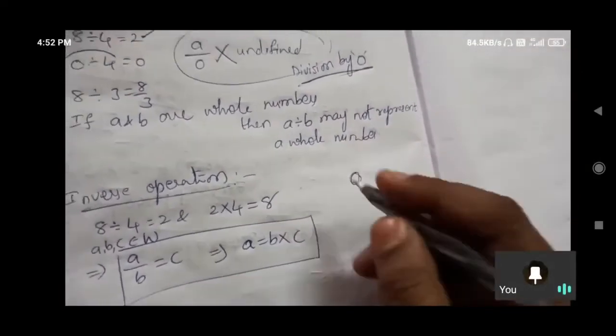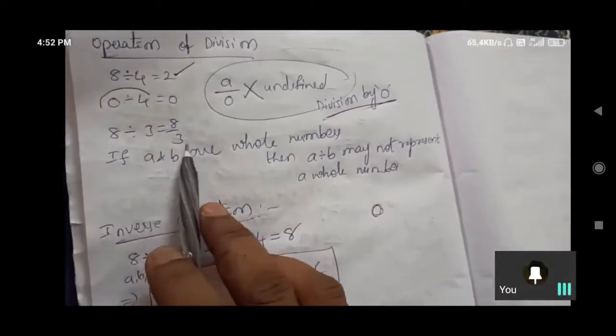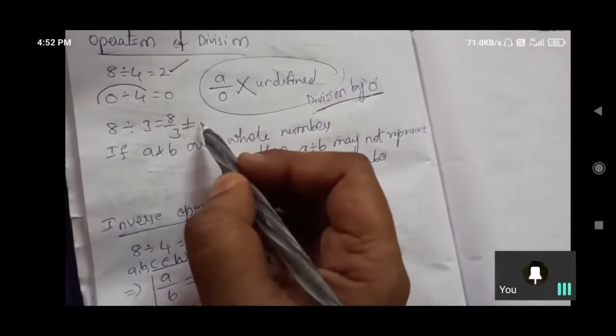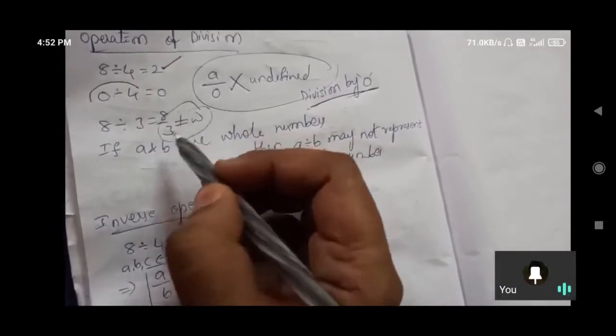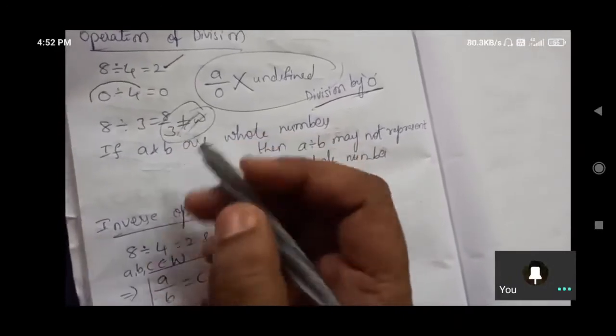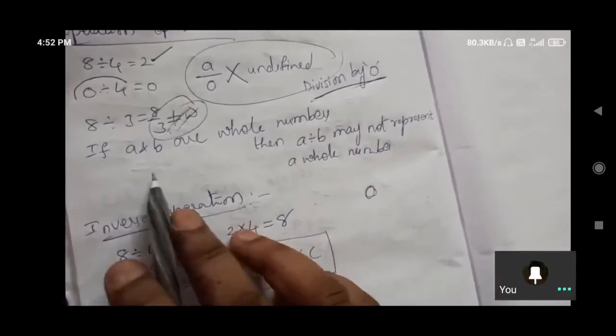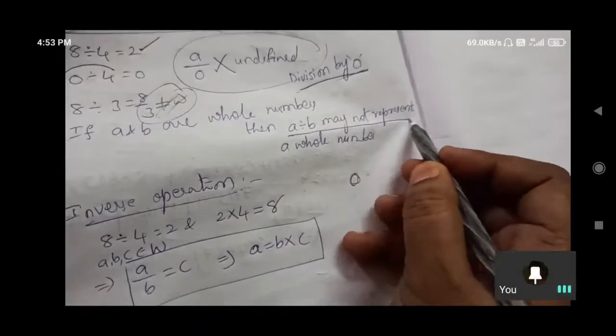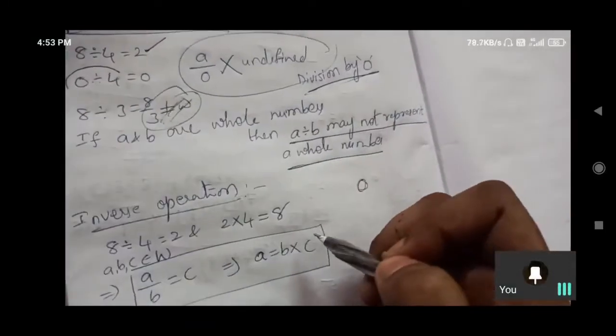Okay, 8 divided by 3, 8 by 3 we can write. This does not come under whole numbers, this is a fraction. So in that manner we can understand. And if A and B are whole numbers, then A divided by B may not be a whole number. It is not necessary to be a whole number.